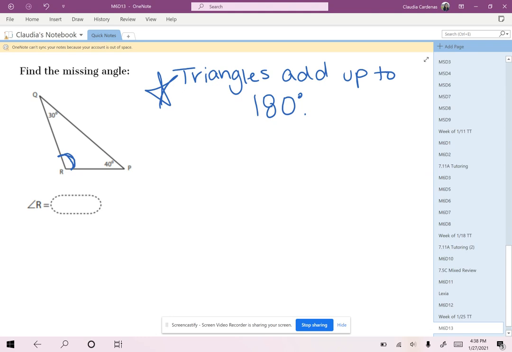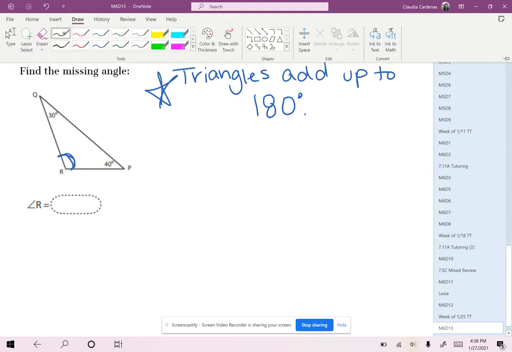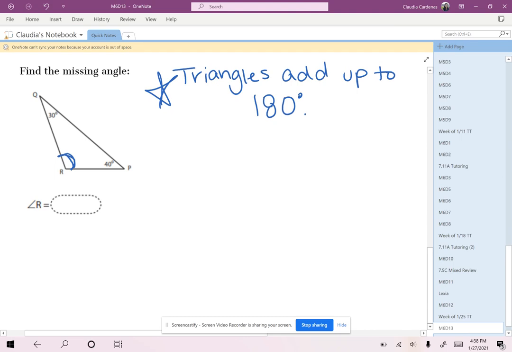Therefore, in order to find a missing angle, we would write an equation showing all three angles being added together to equal 180 degrees. So angle 1 plus angle 2 plus angle 3 has to equal 180 degrees. So go ahead and make that note as well.